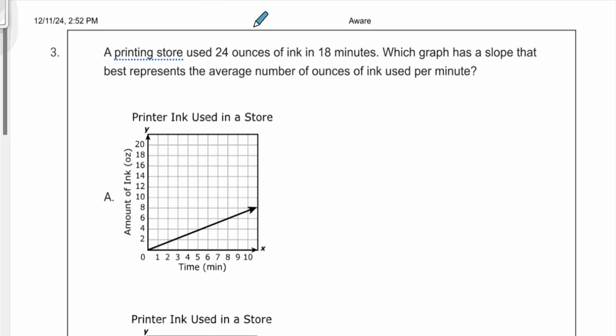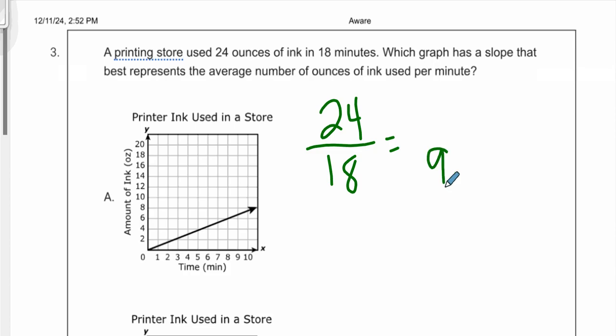Number 5, a printing store used 24 ounces of ink in 18 minutes. Which graph has a slope that best represents the average number of ounces of ink used per minute? So I'm thinking ink per minute. So I have 24 ounces in 18 minutes. So if I have 9 minutes, that would just be 12 ounces.